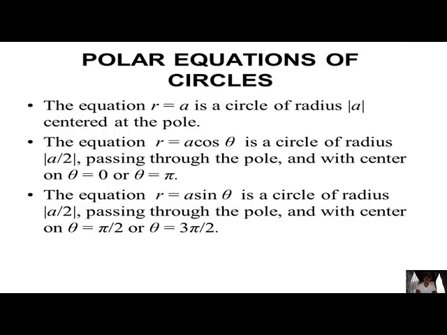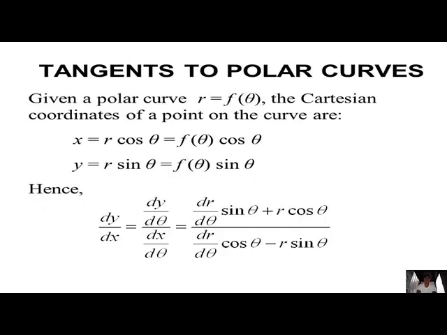Polar equations of circles. The equation r is equal to a is a circle of radius mod a centered at the pole. The equation r is equal to a cos theta is a circle of radius a by 2 passing through the pole and with the center on theta is equal to 0 or theta is equal to pi. The equation r is equal to a sin theta is a circle passing through the pole and with center on theta is equal to pi by 2 or theta is equal to 3 pi by 2.